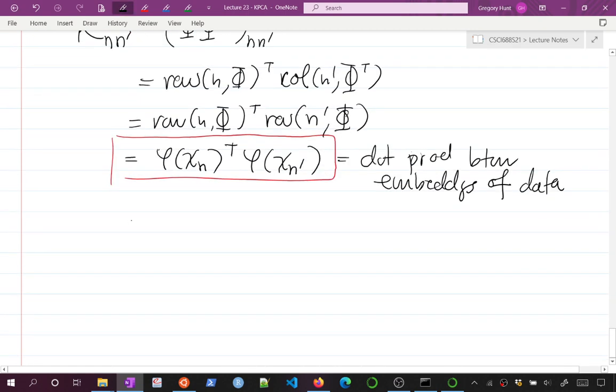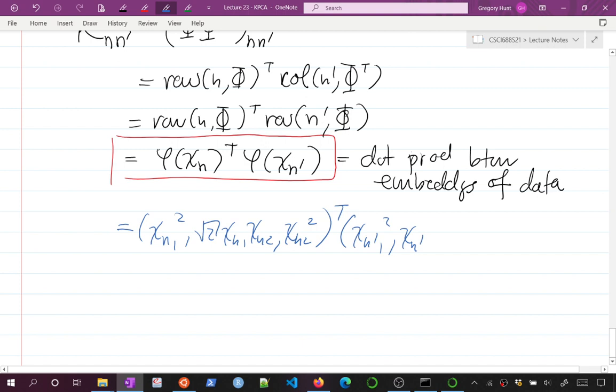So let's write out what those are. Let's actually just change colors just to make this clear. In our particular case, the phi of xn is xn1 squared, xn1, there's a root 2 there, isn't there? Root 2, xn1, xn2, xn2 squared, transpose. And our second vector is xn prime 1 squared, xn prime 1, xn prime 2, there's a root 2, I always forget, and then there's an xn prime 2 squared, right?